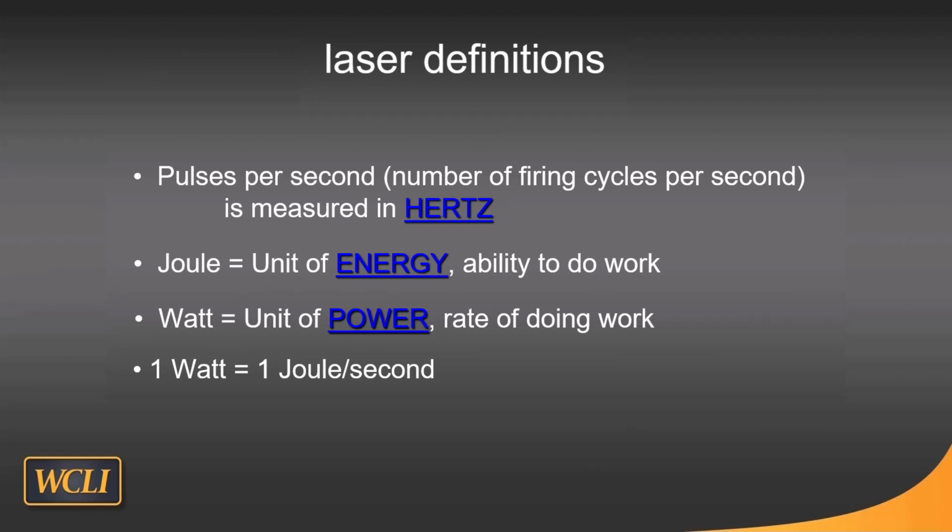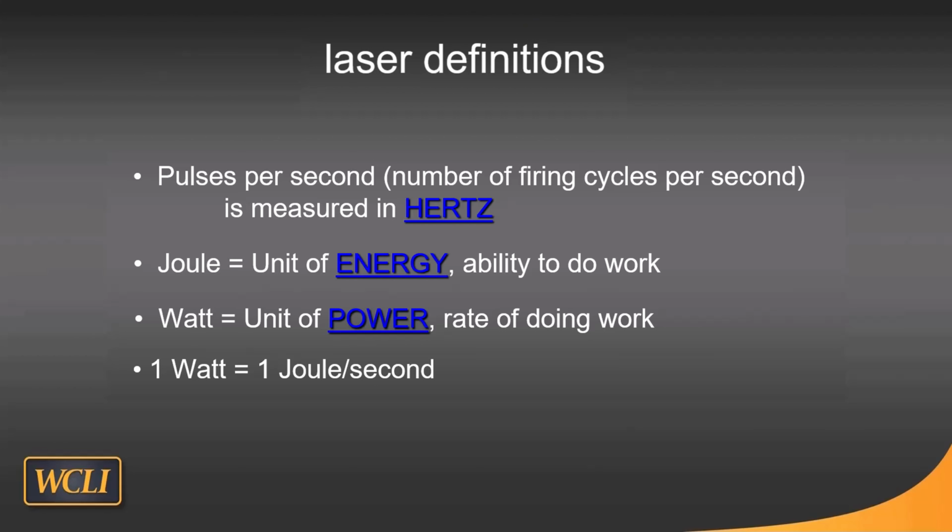Secondly is joule. Joule is a unit of energy, and it's the ability to do work, whereas watts are a unit of power, and it's the rate of doing work. Because it's a rate, these two are related by time. In other words, for every watt that your laser is putting out, that equals 1 joule for 1 second. Let me rephrase that. If your laser is firing at 2 watts, then it's putting out 2 joules every second. If it's firing at 3 watts, it's putting out 3 joules every second, and 3 joules and 3 joules, which equals 3 watts.